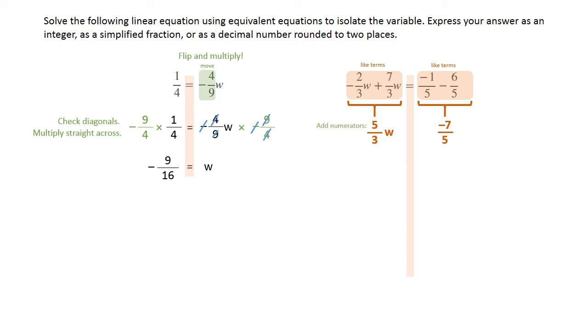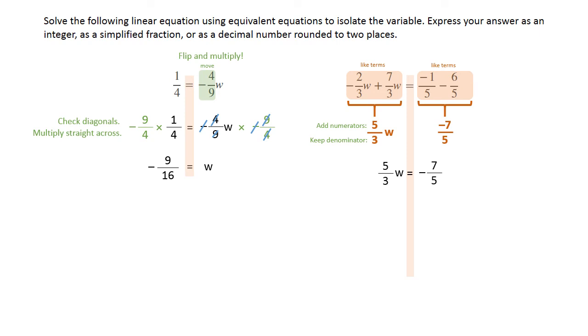All we did was add the numerators. -2 plus 7 is 5, and keep the denominator of 3. We did the same thing on the right-hand side. -1 minus 6 is -7, and then we kept the 5. So our new equation is 5/3 w equals -7/5.